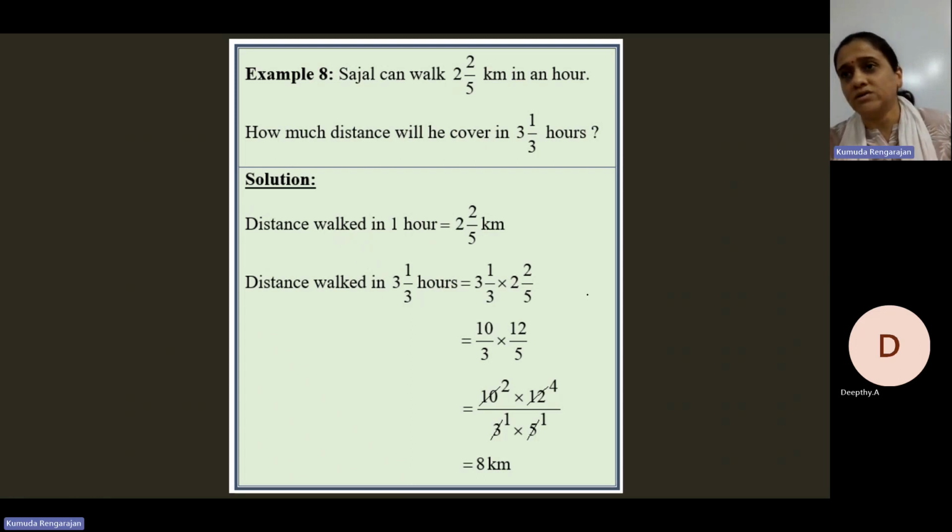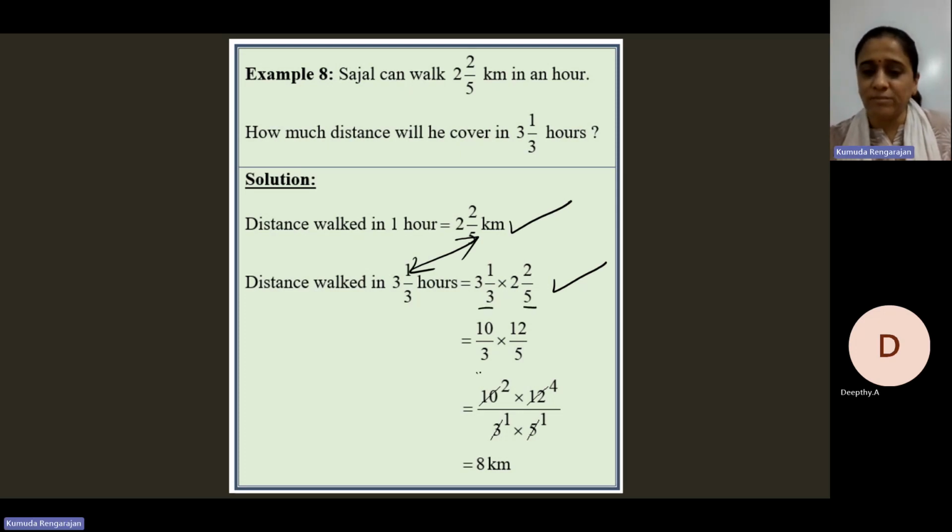See, all these steps are important, children. All these steps are important. Distance walked in 1 hour, distance walked in 1/3 hours, you'll have to multiply these two fractions. Convert these mixed fractions to improper fractions. Then multiply the numerators, 10 into 12. Write that product in the numerator. 10 into 12 in the numerator. 3 into 5, that product in the denominator. Right? And then you'll have to simplify.